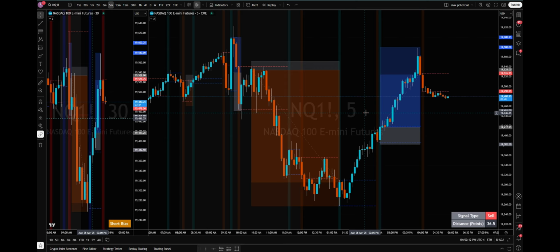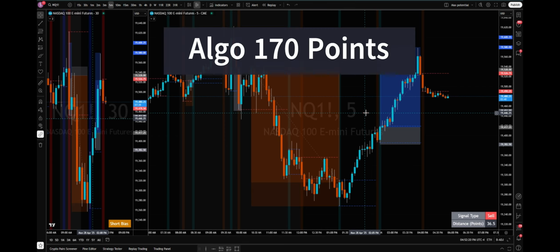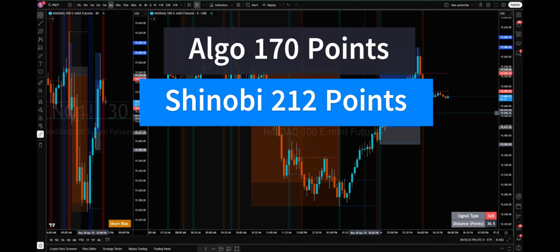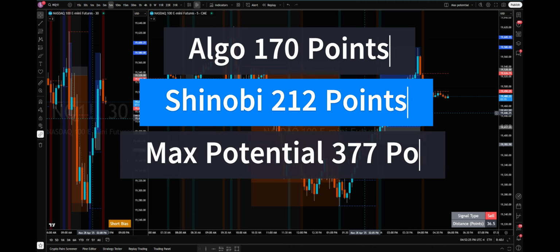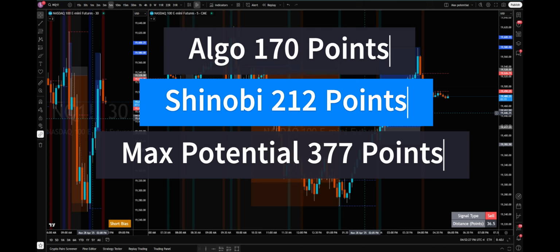So that's going to be it for today. Going to wrap it up. I got three different numbers again. The algo was able to do 170. I was able to pull out roughly 212, 213 points, and the max potential was 377. So I was able to pull out a decent amount from the maximal potential.